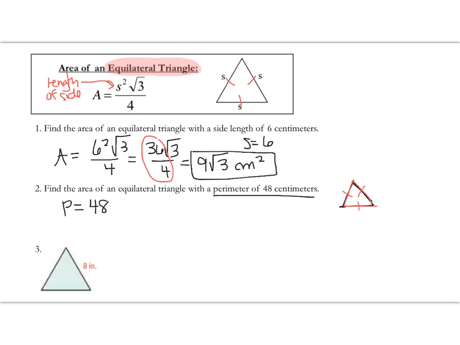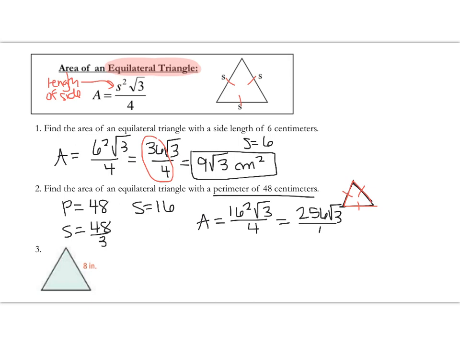All you got to remember is that it has 3 equal sides. So to figure out the side length, I have to take the 48 and divide it by 3. Which means for this particular problem, the side length is 16. So that's what I'm allowed to plug into the formula. I'm going to do 16 squared radical 3 over 4. 16 squared is 256 radical 3 over 4.